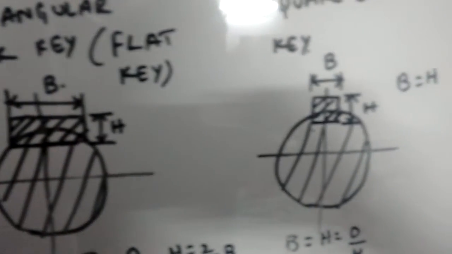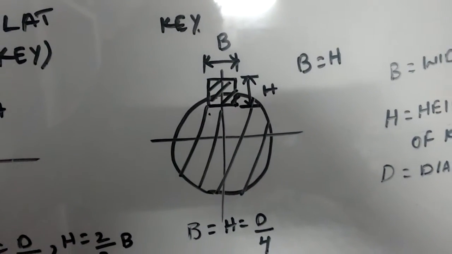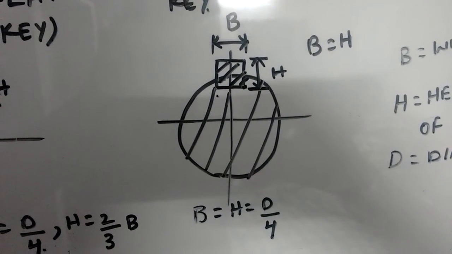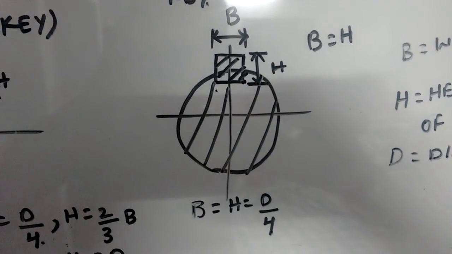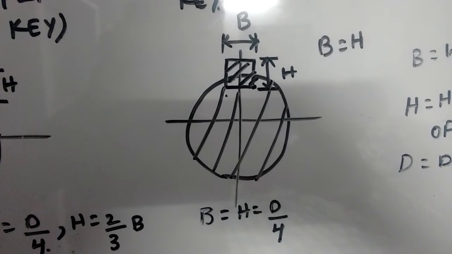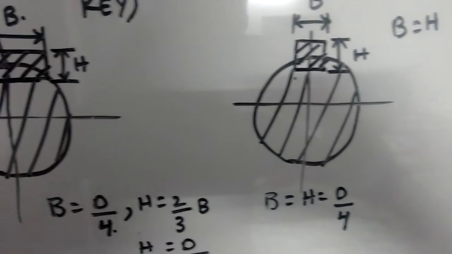Now when you look at the pictorial representation of the square sunk key, the width is equal to the height, and the standard dimension of this sunk key is B = H = D/4, which is repeatedly asked in the Indian Engineering Services examination.